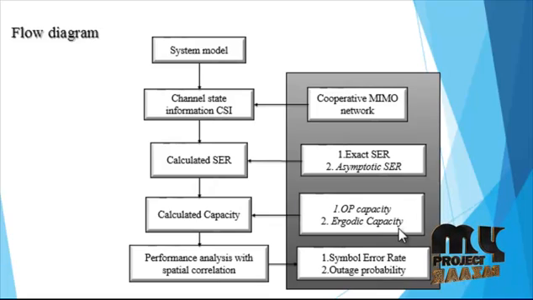In the ergodic capacity, we calculate the ergodic capacity of the user U in the presence of outdated CSI. So we calculate the OP and the ergodic capacity. Finally, calculate the performance analysis of the spatial correlation. In the performance analysis, we calculate the symbol error rate (SER) and outage probability (OP) of the process. This is the calculation of the SER and the capacity.